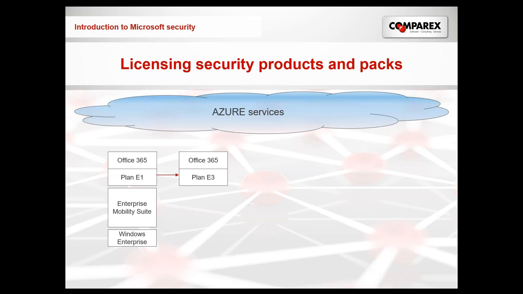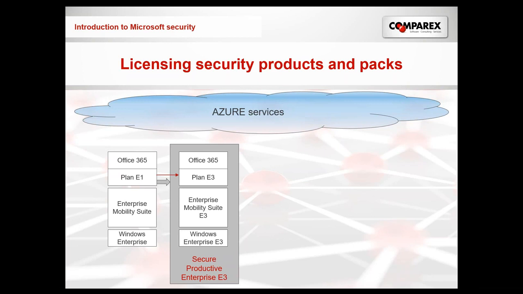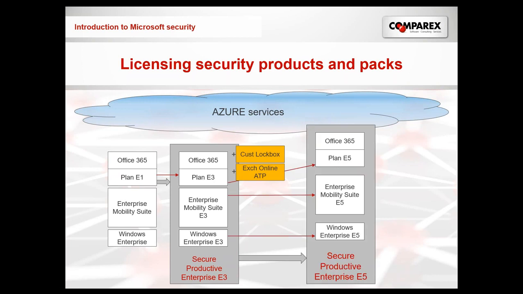Furthermore, it's possible to leverage the entire functionality of Secure Productive Enterprise Plan E3, which consists of both Enterprise Mobility Suite and Windows Enterprise. Likewise, you will be able to upgrade any of these products from Plan E3 to E5, or the entire suite, if you wish for the full functionality of these products.